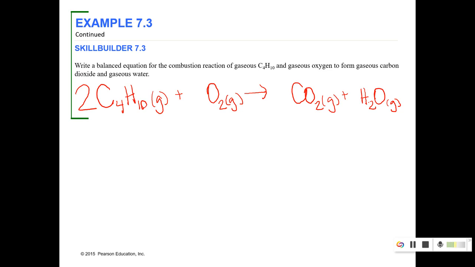2 in front. That gives me 8 carbons. That gives me 20 hydrogens. I've got 16 O's here, plus my 10 oxygens. So this needs to be 13 to equal 26 oxygens on the reactant side.